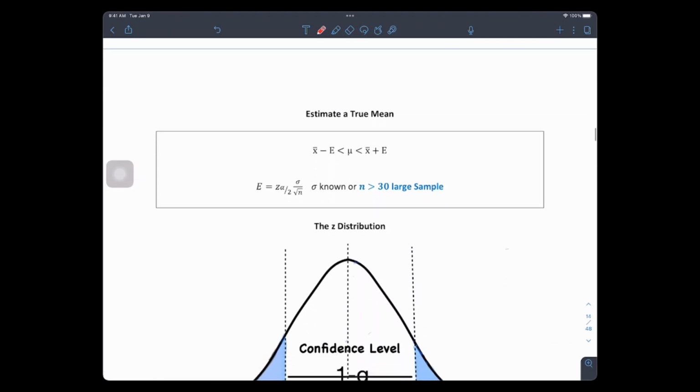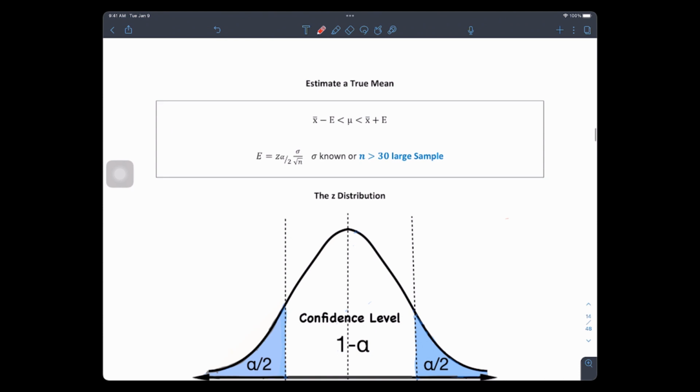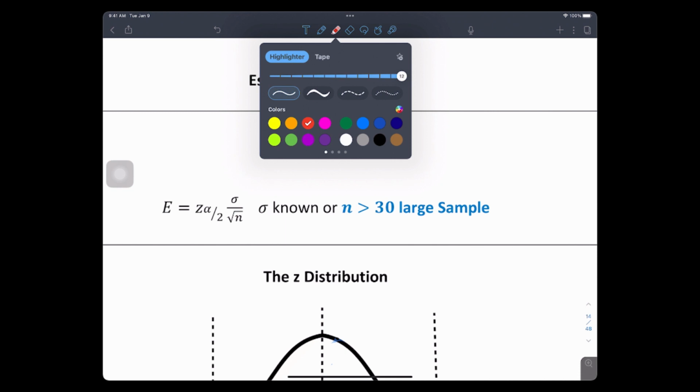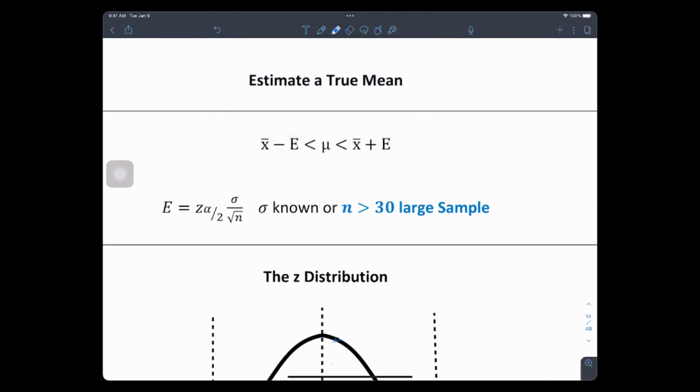Now, what that brings us to, ladies and gentlemen, is estimating the true mean. Remember, the true mean behaves the same way, but be careful about this. Okay, just going to go through this idea here. Mu is a true mean. Mu is a different parameter. It's not a proportion. Okay, mu is the mean.